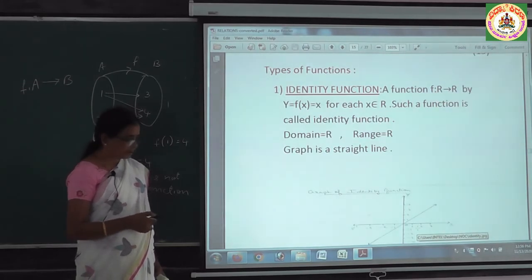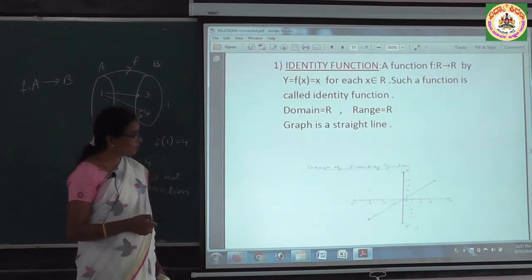Here you have to observe this one: y is equal to f of x is equal to x, for each x belongs to R. R means here real numbers. You know that real numbers are the set of rational and irrational numbers. So the domain of this function is R and the range also is R.